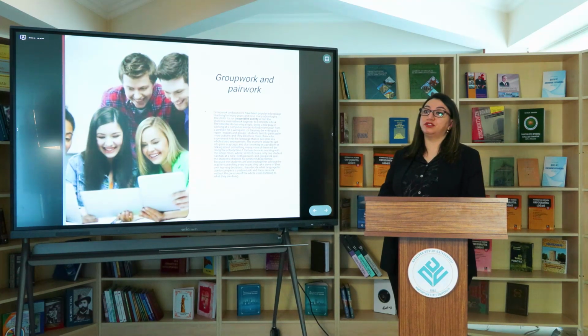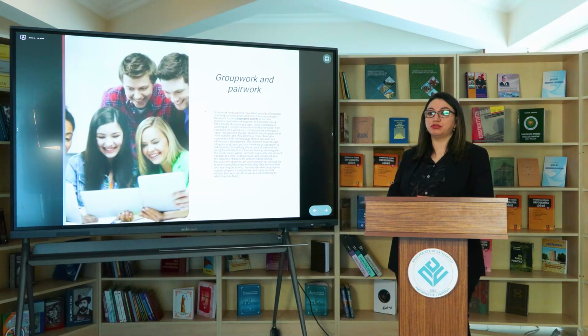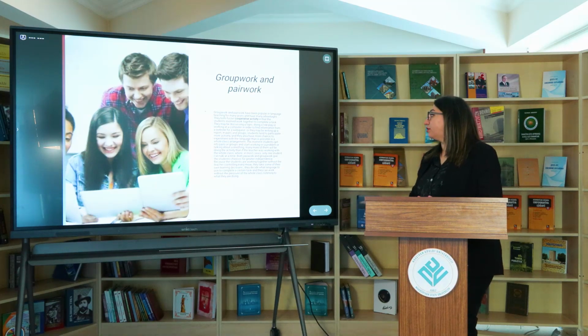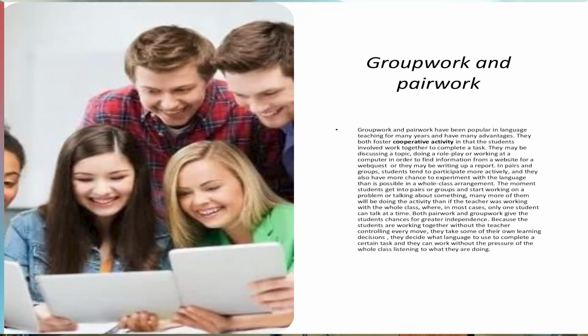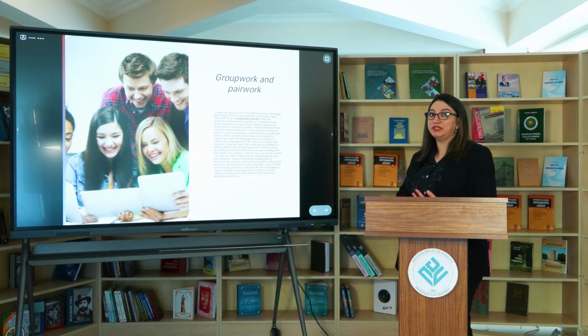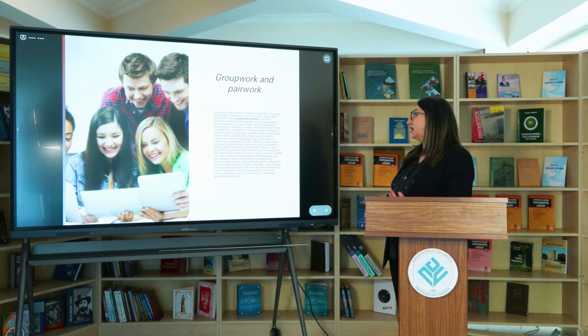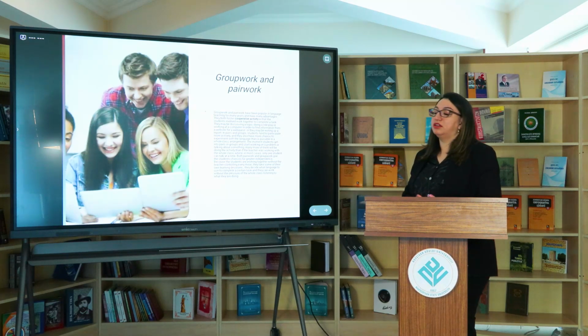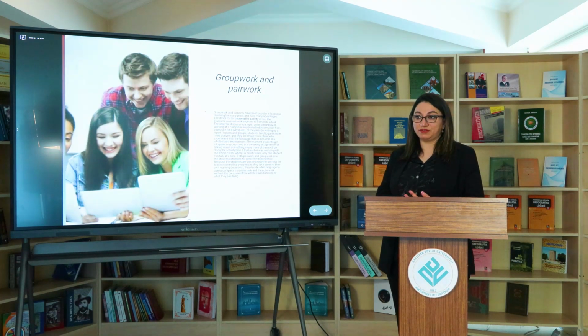And if one of the students is shy or afraid of communicating with other students, such kind of grouping helps them to improve their social activity. In pair work, both foster a cooperative activity in which the students involved work together to complete a task. They might be discussing a topic, doing a role play, or working at a computer in order to find information from websites.